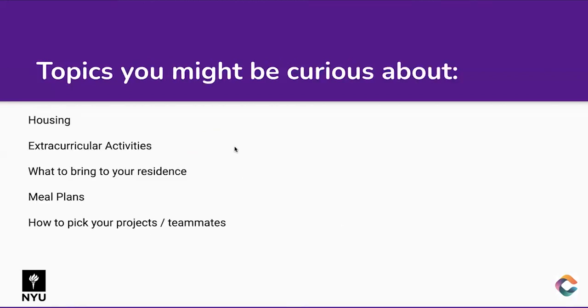There are some topics which were covered, but without too much detail. That's housing, extracurricular activities, what to bring to your residence, meal plans, how to pick your projects and teammates. That information is going to come to you through emails, through Slack invitations and Slack messages. Those are all going to come as you get closer to the beginning of the summer. So make sure you're checking your email and getting the information you need about these topics.